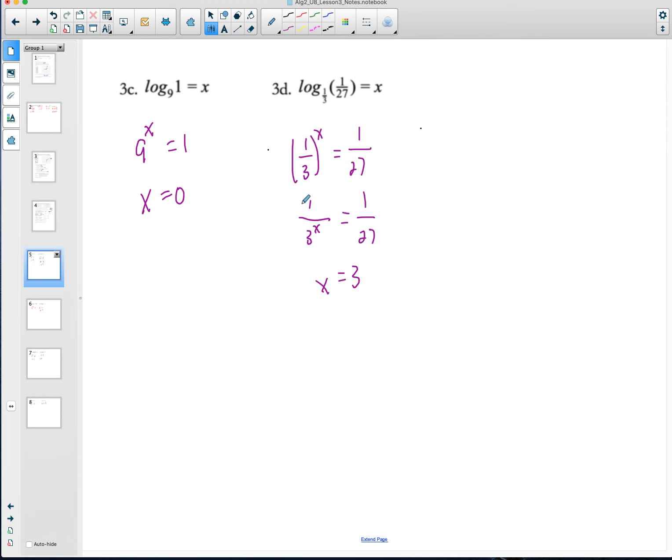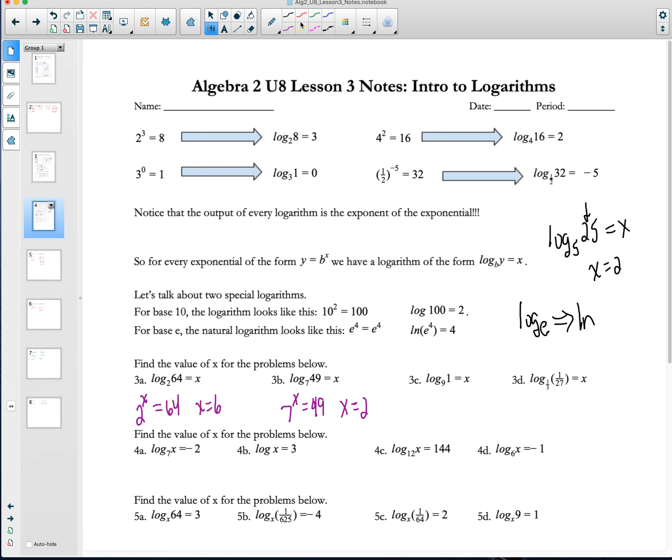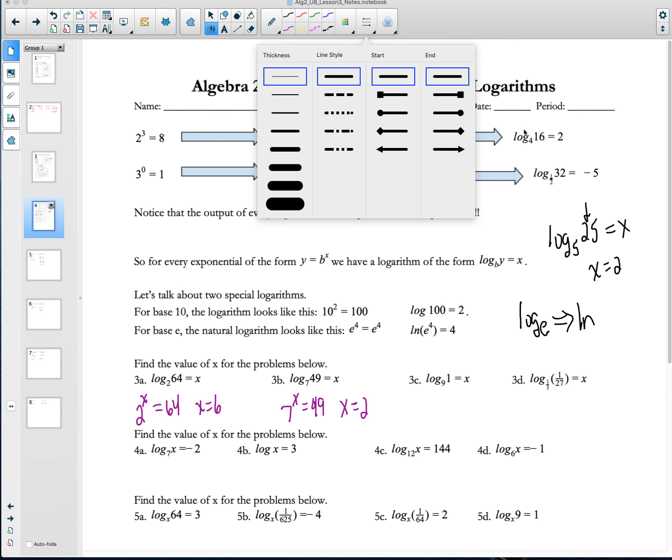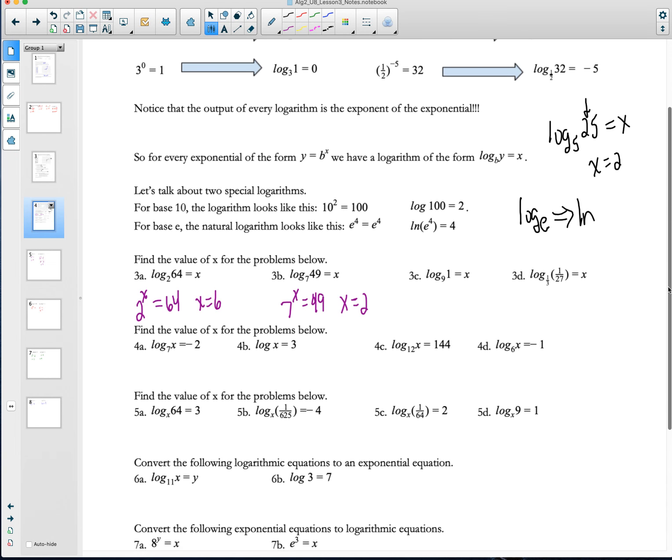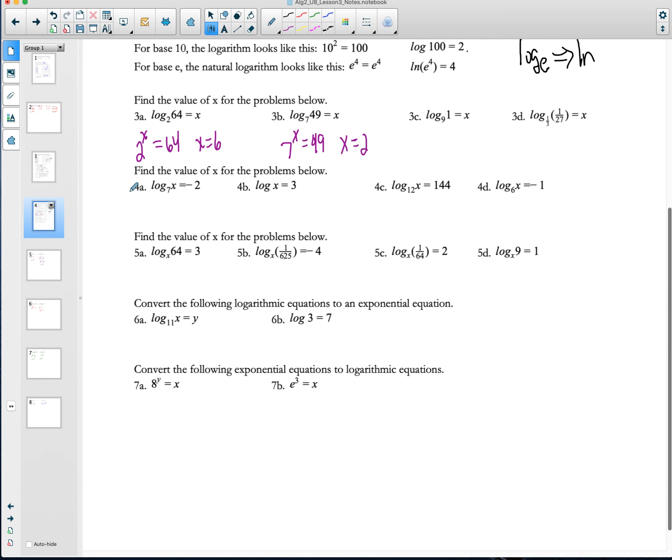So hopefully this is starting to sink in a little bit and make a little better sense for you. Let's continue with these kinds of problems. Now let's look at problems 4 here, and let's do 4a and 4b together. It's the same idea, but now notice our variable's in a different spot. Now it's saying, what is this value? Once again, this would be 7 to the negative 2 power is equal to what? That would mean that x would be 1 over 7 squared, which would be 1/49.